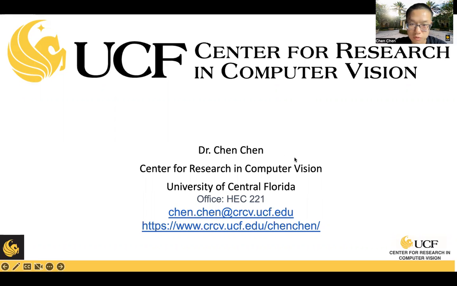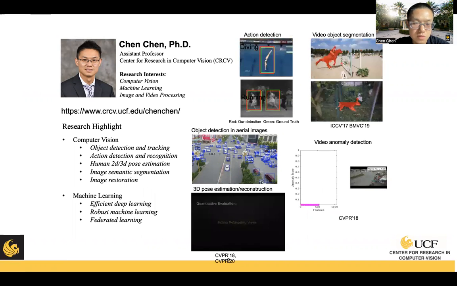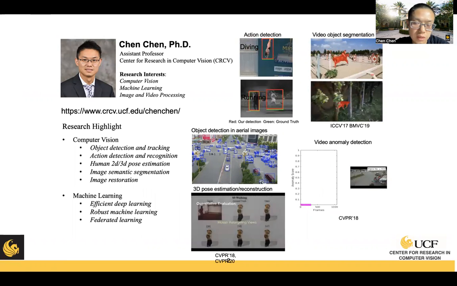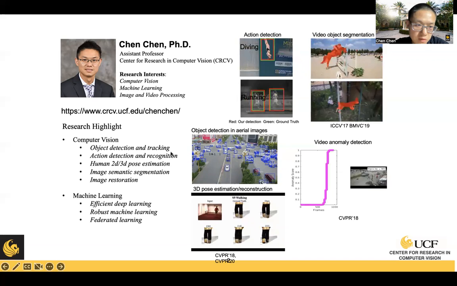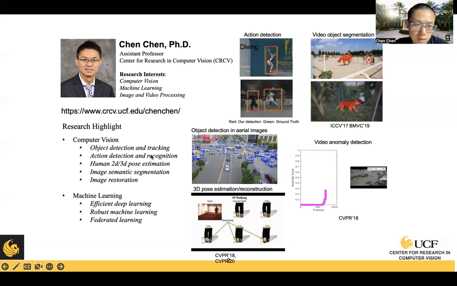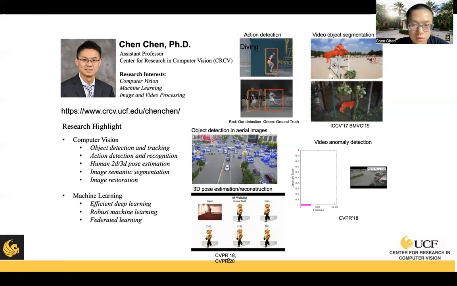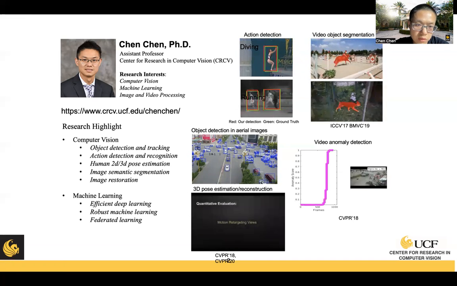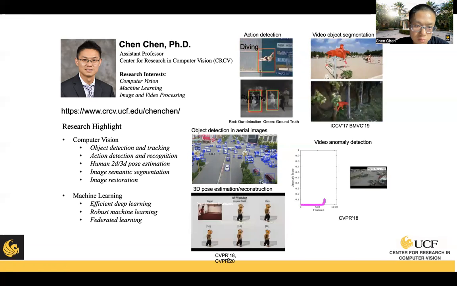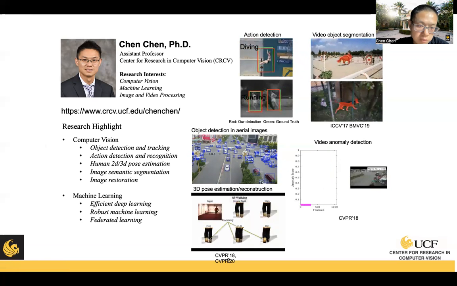Here I'm going to briefly introduce my research, and hopefully, if you are interested in some of the research, feel free to contact me. My research is focused mostly on computer vision and machine learning. Here I provide a couple of highlights. For computer vision, my research focuses on a couple of topics. One is object detection and tracking, and also action detection and recognition, and human 3D or 2D pose estimation. This has been used in, for example, gaming and AR, VR applications.